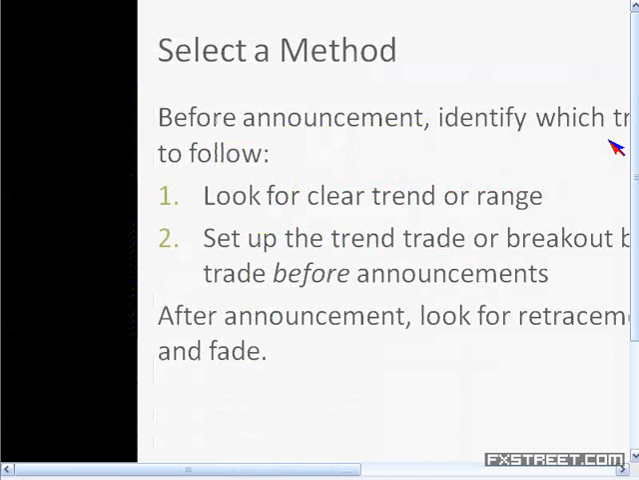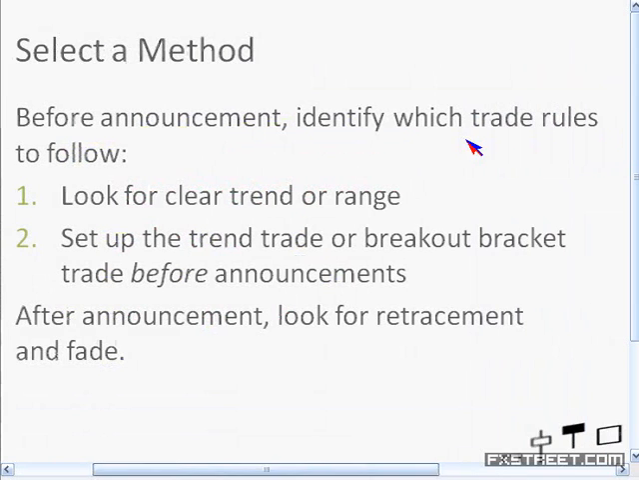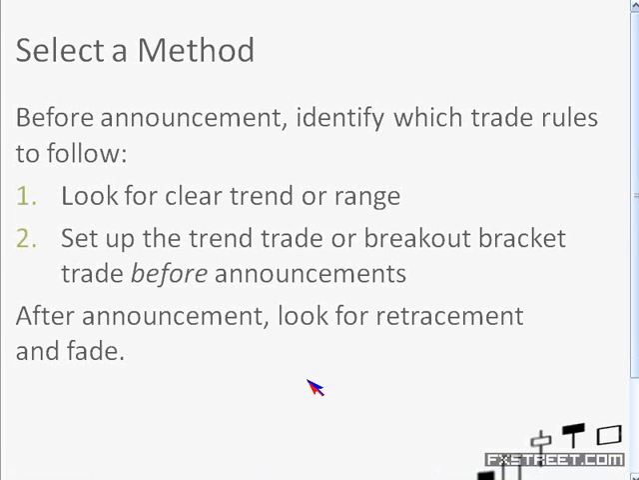So when you're setting this up, again, look before the announcement. Before the announcement, identify which trade setups you're going to do. Look for a clear trend or a range. Set up the trend trade or breakout bracket before the announcement. Then after the trade, look for the retracement and the fade to both manage your position as well as look for an opportunity to go the opposite direction.